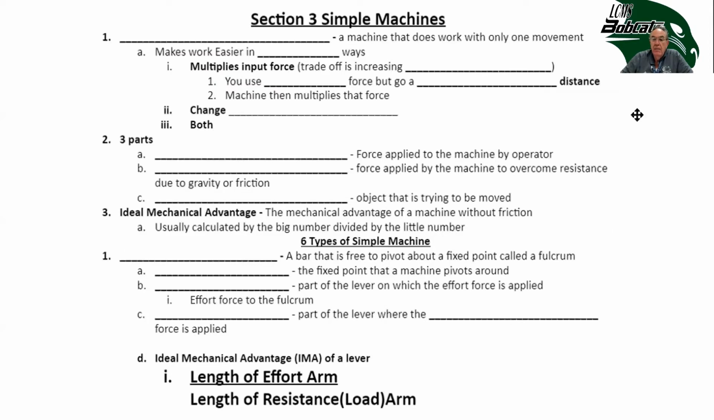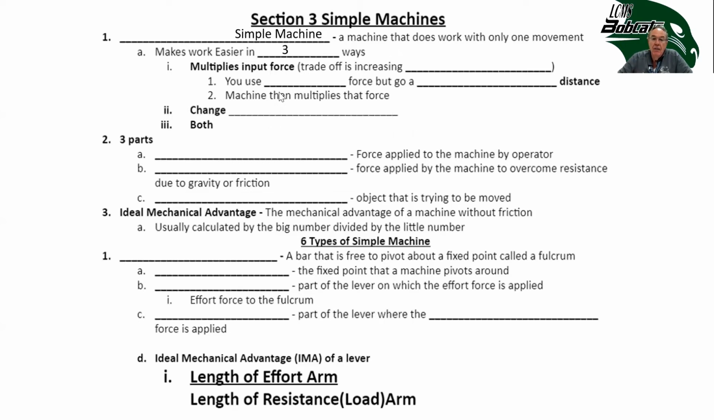Okay, simple machines. Now we're going to take a look at simple machines in general, and then we're going to go through each one of the 6 types of simple machines. So the definition of a simple machine is a machine that does work with only 1 movement. So it only has 1 or no moving parts. Okay? And so there's just 1 simple movement. That's why they're called simple machines.